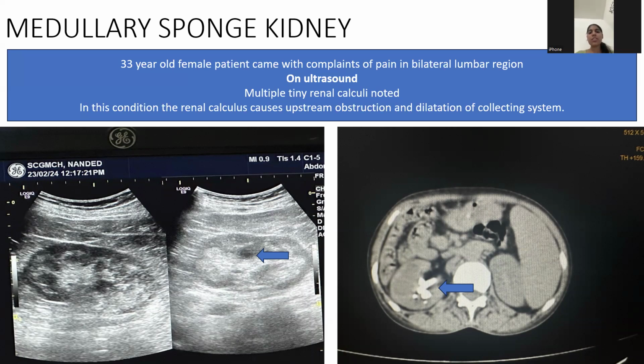The same thing on the CT scan of that patient showed a very large calculus which is present in the renal pelvis, and it's causing upstream dilatation of the renal pelvis and the calyces.